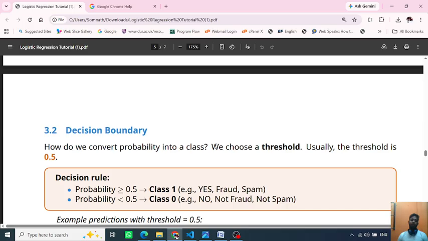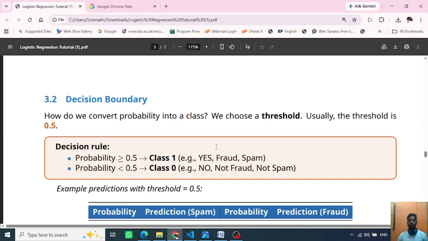Now let's discuss the decision boundary. How do we convert a probability into a class? We choose a threshold. Usually the threshold is 0.5. Suppose if the probability is above 0.5, greater than or equal to 0.5, it belongs to class 1. Or we can say yes, fraud or spam. Actually, it's up to us, we can decide. And less than 0.5 belongs to class 0, maybe no, or not fraud, or not spam, whatever.